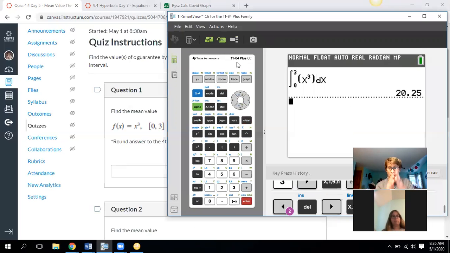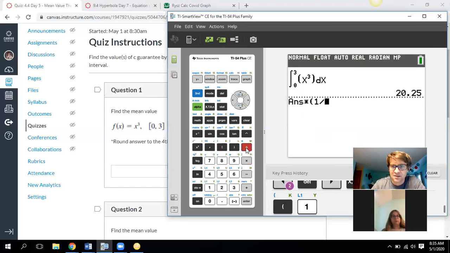Now that would be the total area underneath the curve. To find the average, I'm going to take that answer and I'm going to times it by 1 divided by, now in my head I can do this, 3 minus 0 is 3.